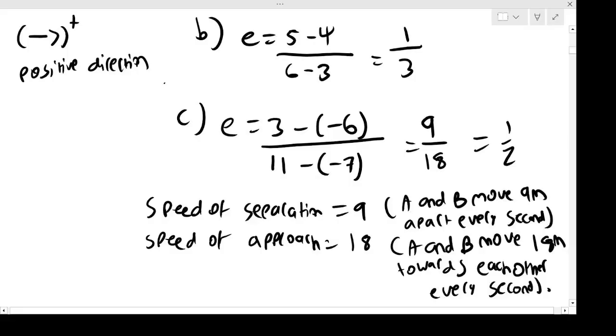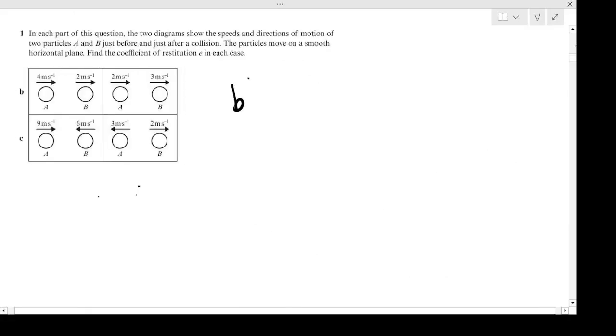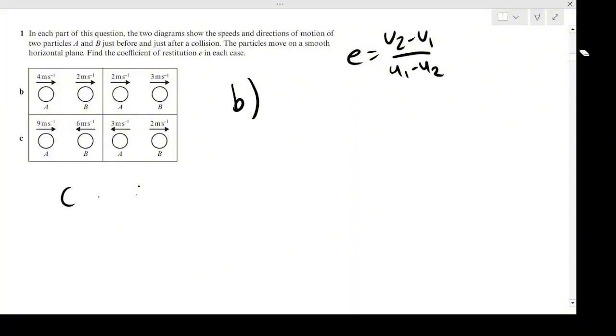Okay, so there we are. So firstly we have for part B, okay, again that's going to be E is V2 take away V1 over U1 take away U2. Again we're going to assume a positive direction.